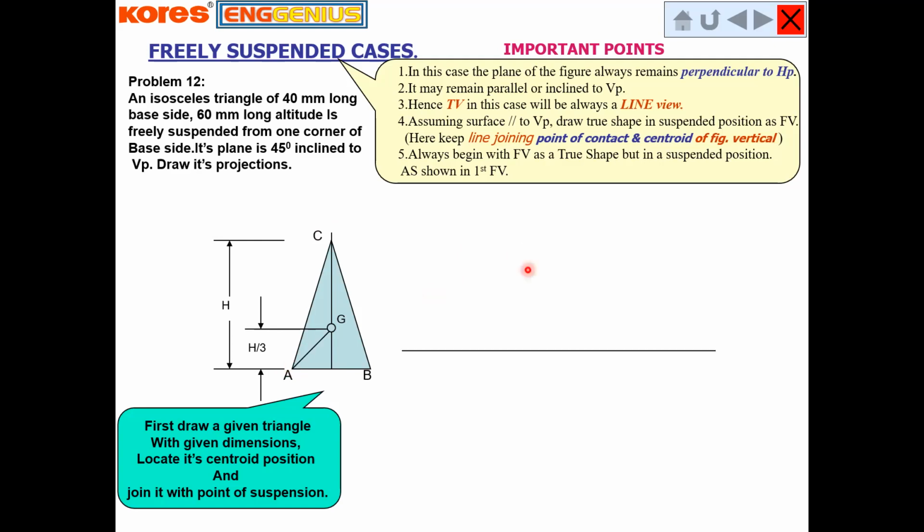So for that, what we need to do is, first we need to draw one XY line, then draw any random horizontal line. From that, we are going to suspend our isosceles triangle. Then by selecting any random point on this horizontal line, we need to draw a perfectly vertical line. On this vertical line, our AG is going to set.